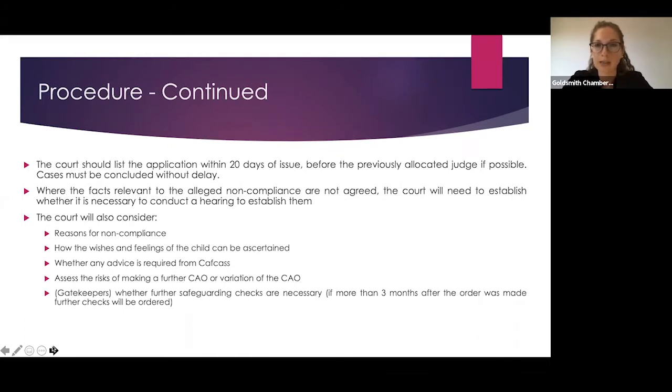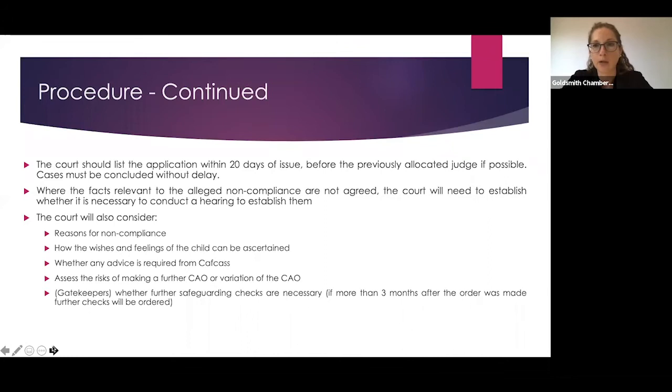Wherever possible, and ideally, an application for an enforcement order should be allocated to the judge previously allocated when the original child arrangements order was made. When considering the application, the court will be looking to a number of factors. First and foremost is going to be whether or not the factual basis alleged for the non-compliance is agreed. Where it's not agreed, the court will need to list the matter for a hearing so that it can establish the factual basis of the non-compliance.